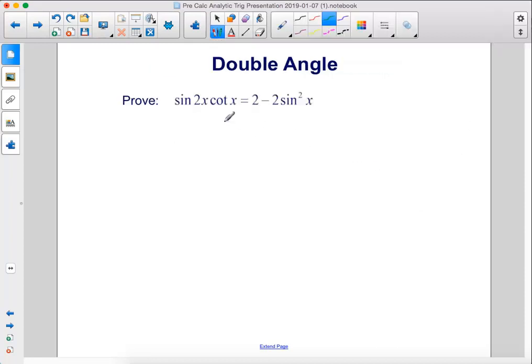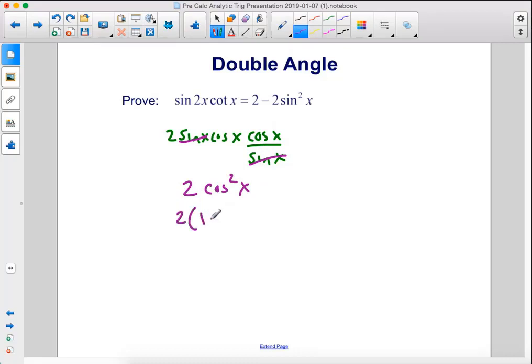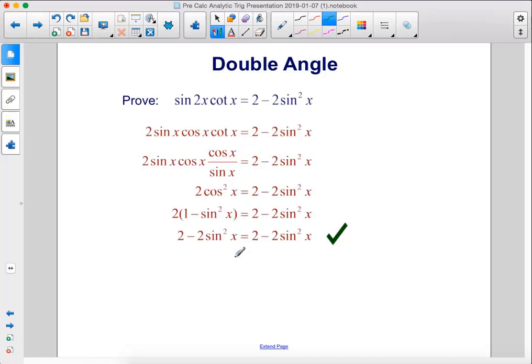Prove that sine 2x cotangent x equals 2 minus 2 sine x squared. Sine 2x is 2 sine x cosine x, and cotangent x is cosine x over sine x. So the sine x cancels, and then we have 2 cosine squared x. Now, cosine squared x is 1 minus sine squared x, because that's the Pythagorean identity. So if we multiply that out, we get 2 minus 2 sine x squared, and then we see that that is exactly what's on the right side. And there we go.